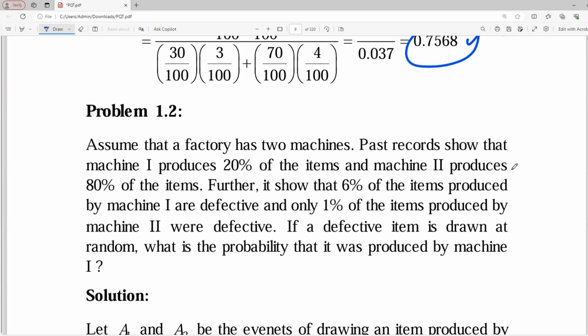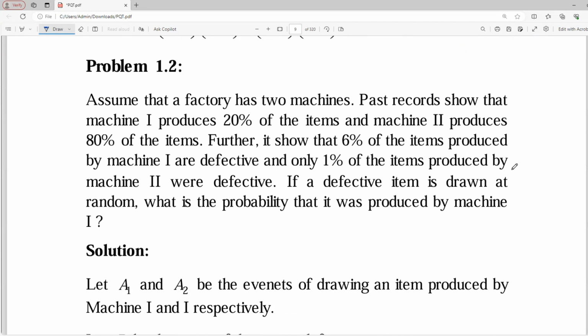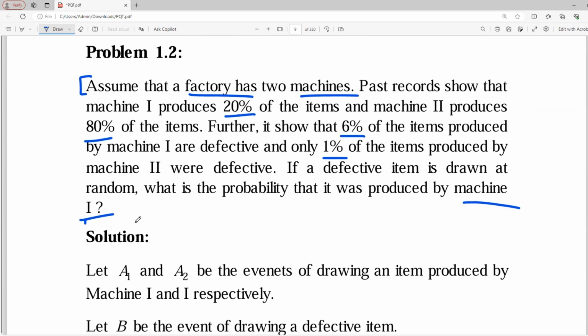There's a similar question. If you want, you can try this. Assume that the factory has two machines of the same type. Machine 1 produces 20% and machine 2 produces 80%, just the numbers are different here. Here it is 6% and 1% of the items produced that are defective. What is the probability that a random defective object taken from the production was made by machine 1? Similar question, similar procedure, but instead of machine 2, they have asked for machine 1. So instead of A2, you have to use A1 here.